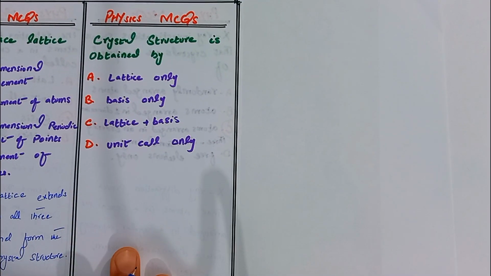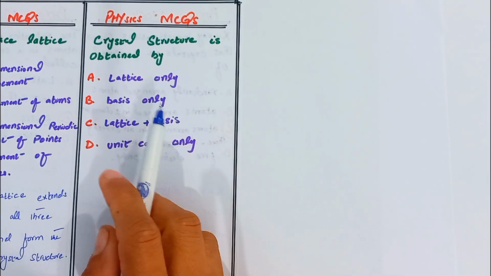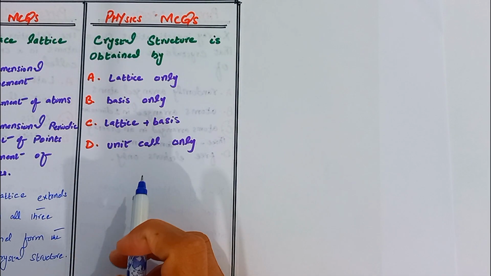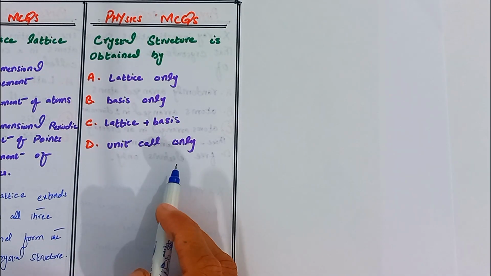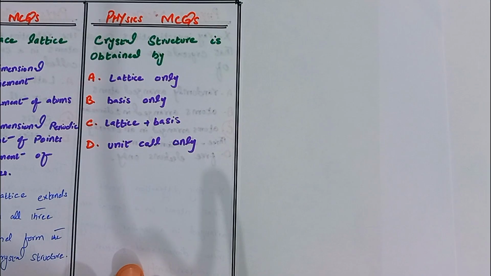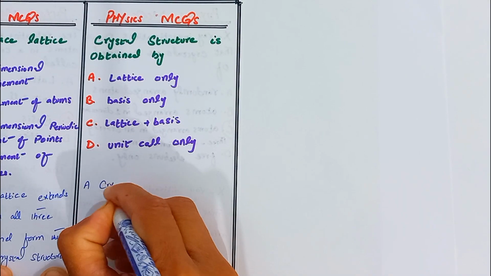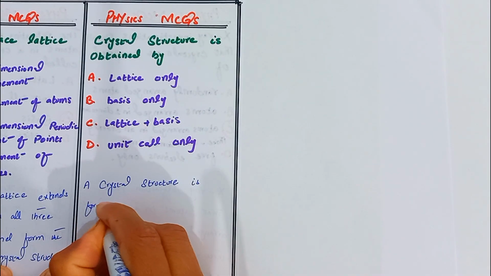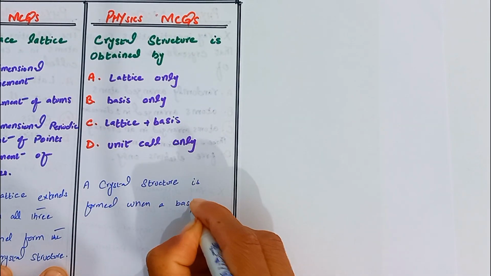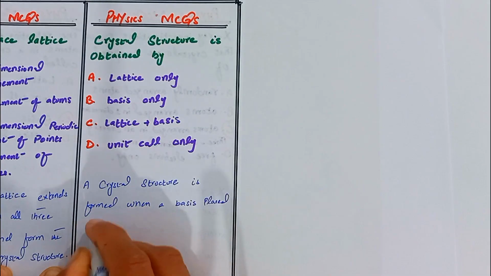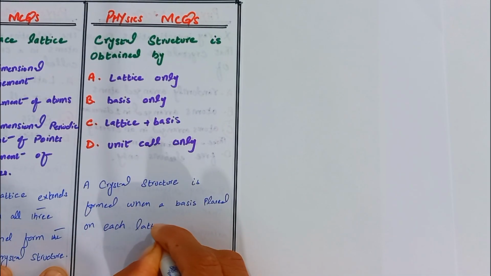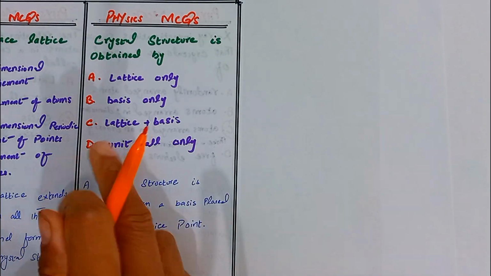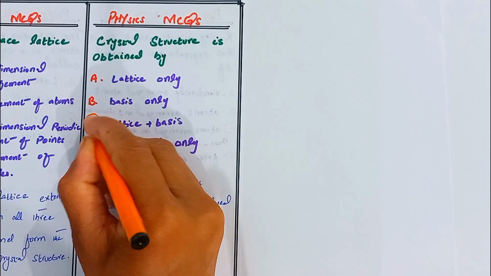Now we discuss another physics MCQ: the crystal structure is obtained by lattice only, basis only, lattice plus basis, or unit cell only. A crystal structure, we know, is formed when a basis, that is the atom, is placed on each lattice point. So the correct option is lattice plus basis. Lattice plus basis makes the crystal structure.